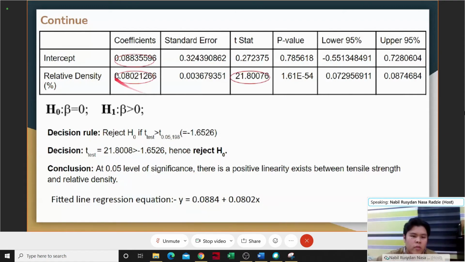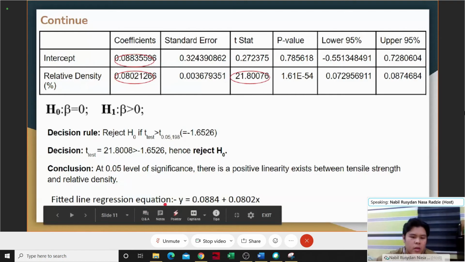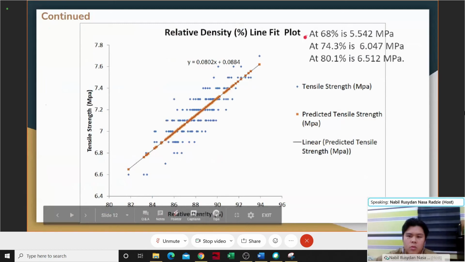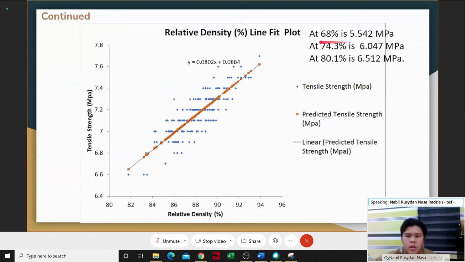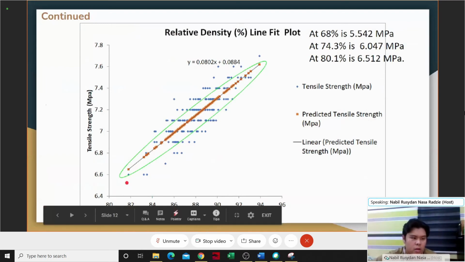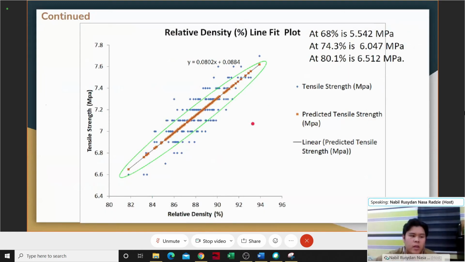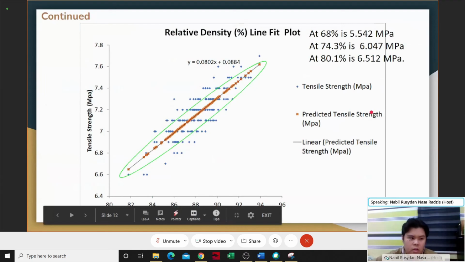And from the coefficients, which is here, the intercept is alpha and the relative density is known as beta. We can get a fitted regression line equation, which is this, where we can use it to predict the tensile strength based on the relative density. But because the relative density of the data in December 2020 ranges from 81.8 to 93.9, the prediction of the tensile strength listed here is invalid, because it predicts beyond the range of the data obtained and relies on the untestable assumption of the data.